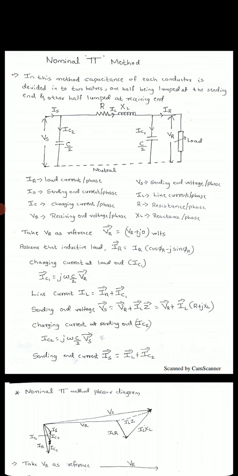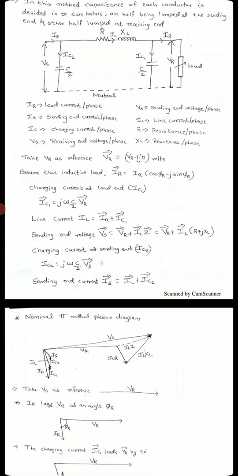Sending end voltage we can write as Vs is equal to VR plus IL ZL. You can directly write that. Or Vs is equal to VR plus IL times R plus jXL. You can write that. Then the charging current at the sending end, you can write IC2 is equal to j omega C by 2 into Vs. Or the sending end current IS can be written as IL plus IC2. You can see in the figure, it is very clear.